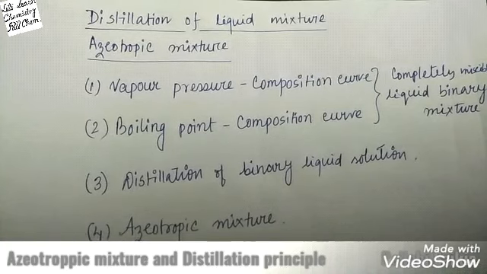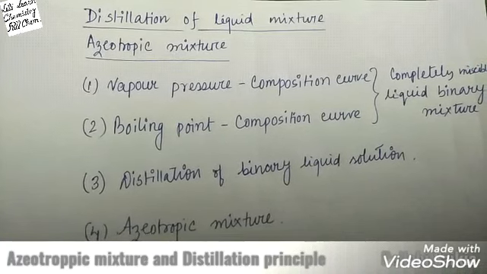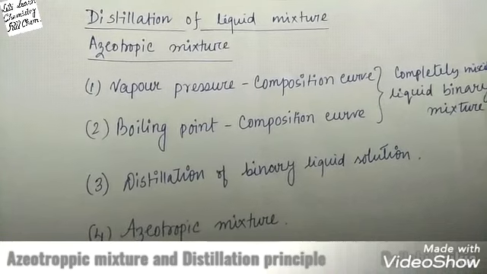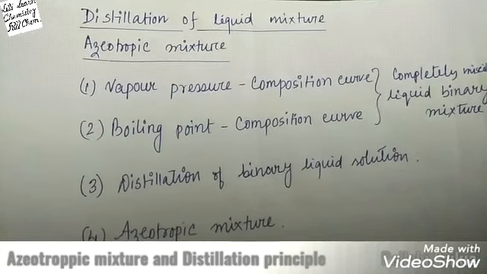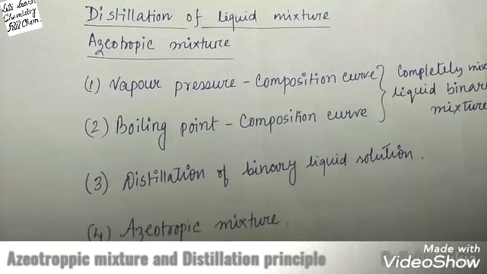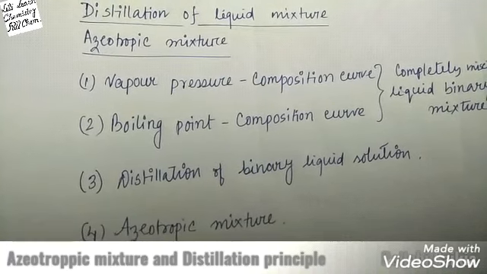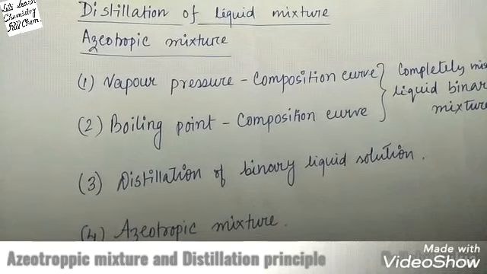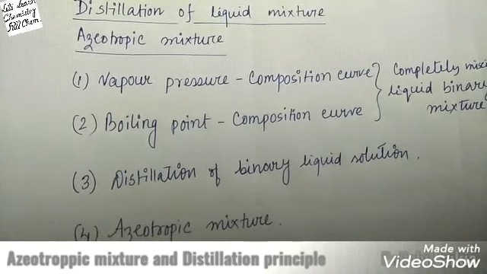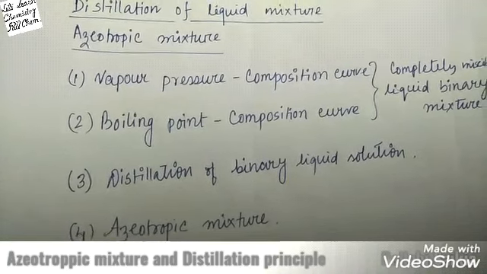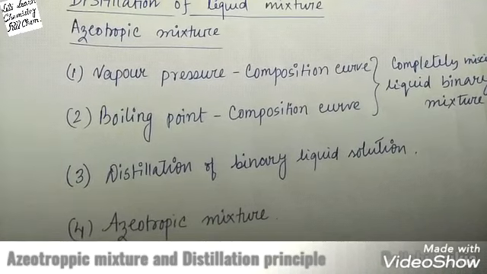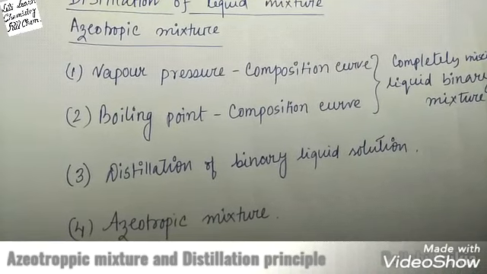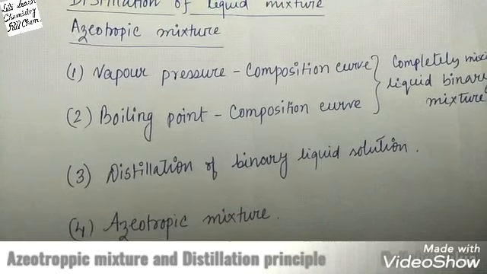In this video, we are going to discuss another aspect of phase equilibria, that is distillation of liquid mixture principle and what is azeotropic mixture. The points we are going to discuss in this video are: number 1, vapor pressure composition curve and boiling point composition curve for completely miscible liquid binary mixture. Then what is the principle of distillation of binary liquid solution, and number 4 is the azeotropic mixture.